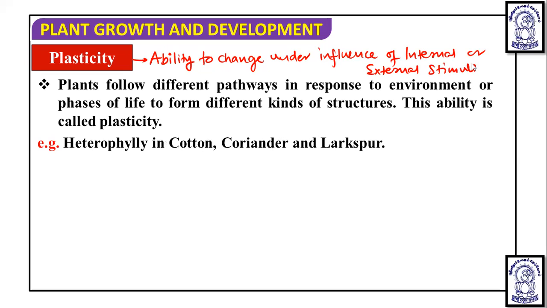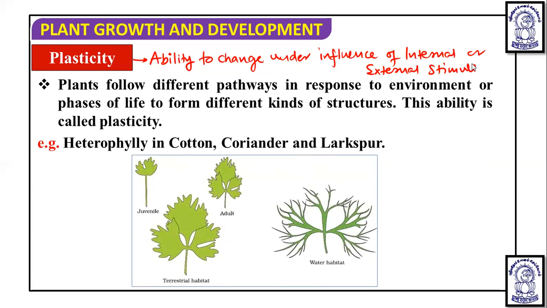Now if we talk about examples of plasticity, these are the heterophyly in cotton, coriander, and larkspur. Now what is heterophyly? We remember these are the examples of heterophyly. Heterophyly is defined as the occurrence of different types of leaves on the same plant.